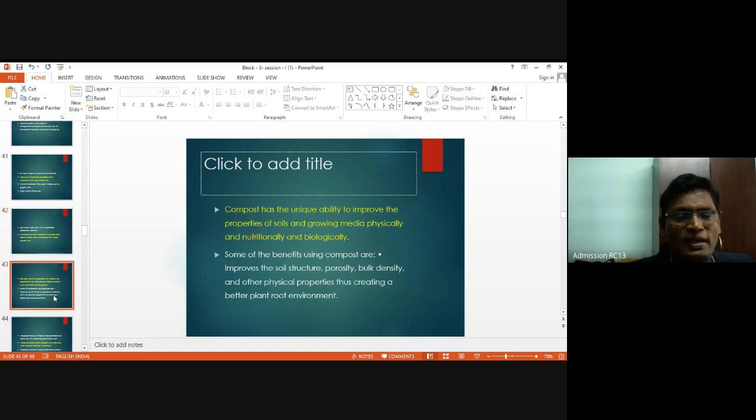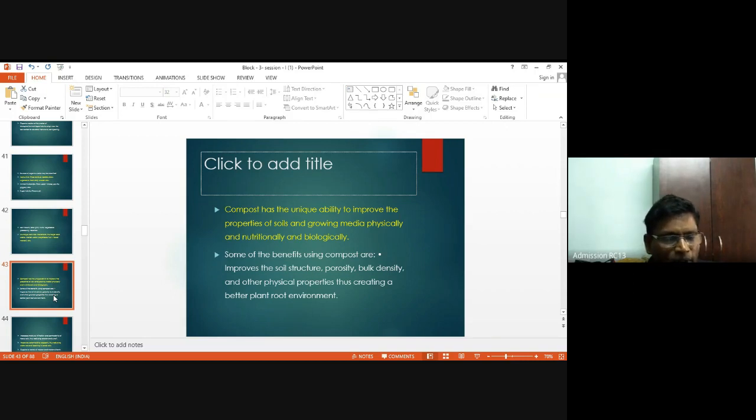Compost has the unique ability to improve the properties of soil and growing media physically, nutritionally, and biologically. Because it originates from plant sources and animal waste only, it can be used as a nutritional product. Some of the benefits of using compost are improved soil structure, as we already discussed, whether it is biofertilizer, organic farming, or farmyard manure usage.